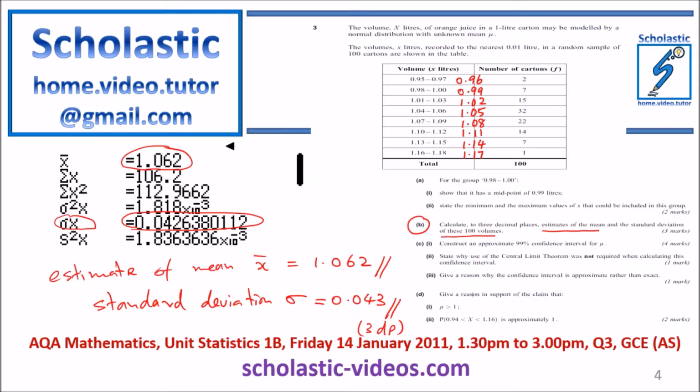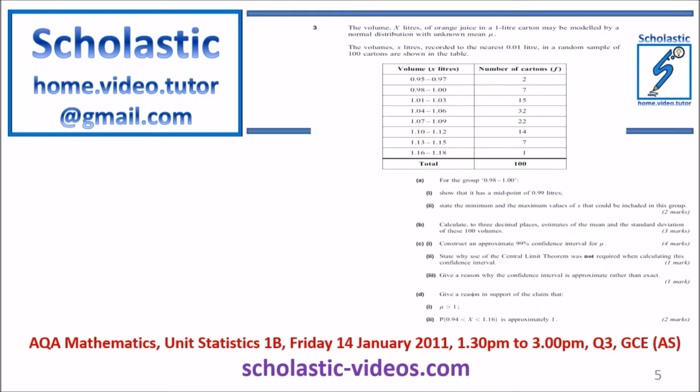Calculate to 3 decimal places the estimate of the mean and the standard deviation of these 100 volumes. So we will need these two values for the next part of the question. Basically we need to construct an approximate 99% confidence interval for mu. Mu is the population mean, and what we found is actually the sample mean. So using the sample mean we can have an approximation for the population mean, which is mu. Let's see how we're going to do that.